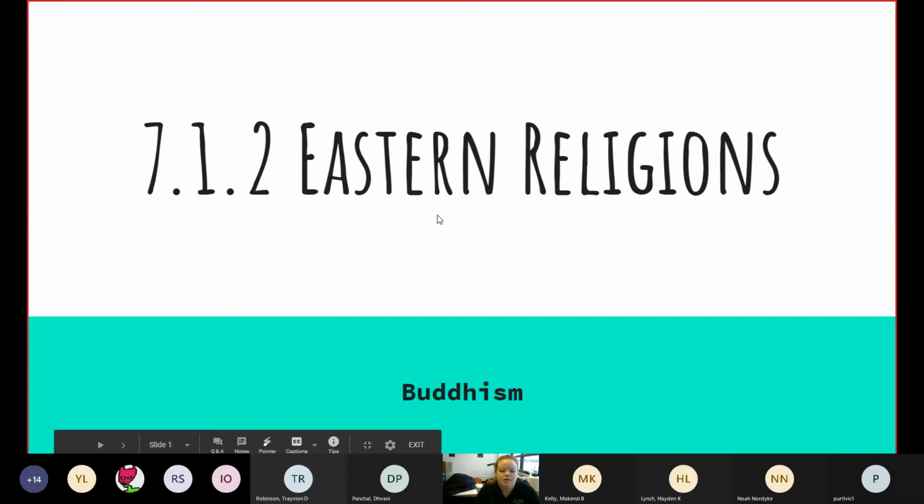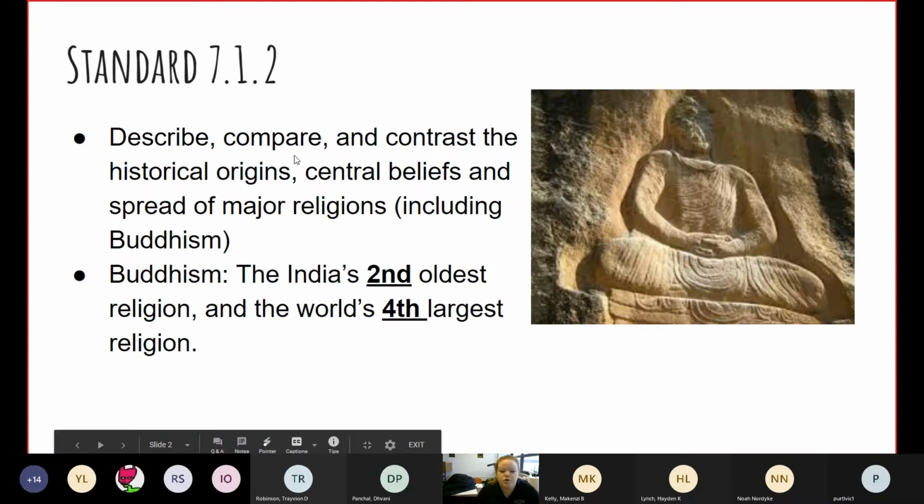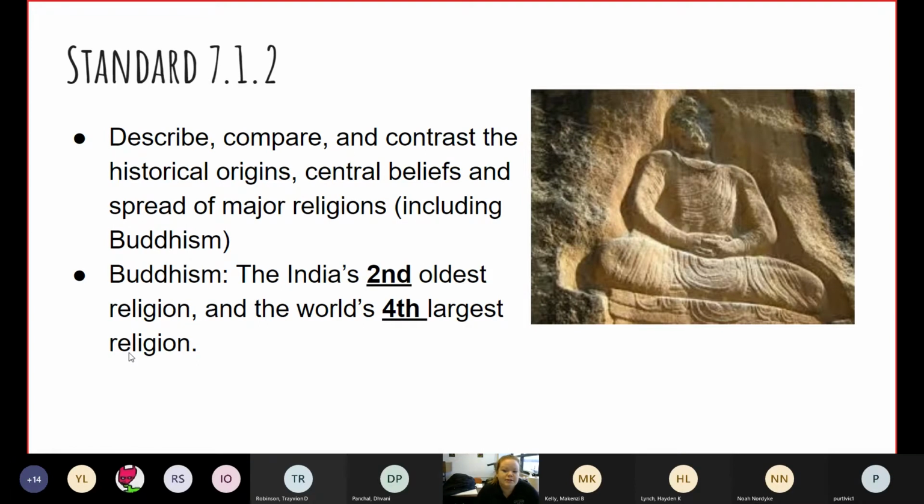Okay, so Buddhism, we're talking about Buddhism. This is just going over our standard again. It's the same as the Western religion standard. So we're just describing, comparing, and contrasting the historical origins, central beliefs, and spread of major religions, which includes Buddhism. So that's what we're going to talk about today. Buddhism is India's second oldest religion and the world's fourth largest religion.